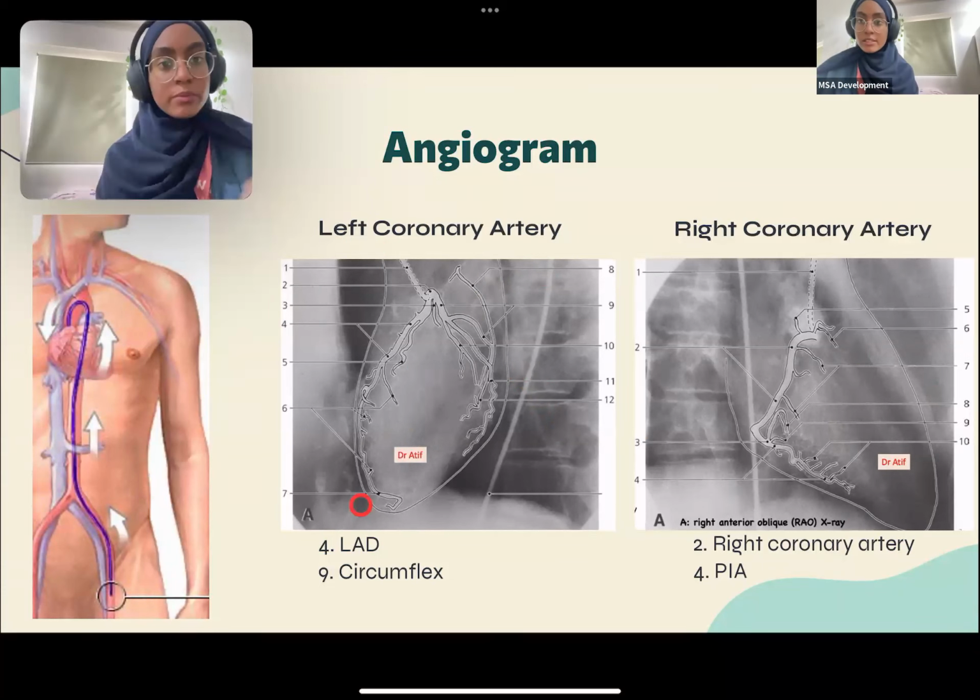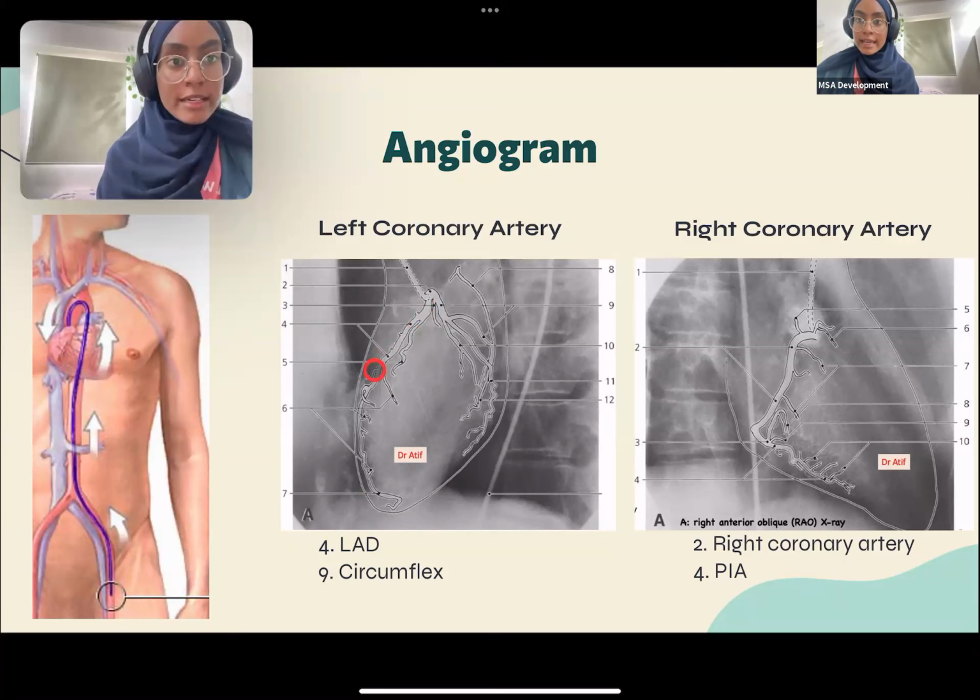They are actually the only 2 branches, or the only 2 we have to know. So number 4 is LAD, which goes anteriorly descending, and circumflex goes posteriorly.